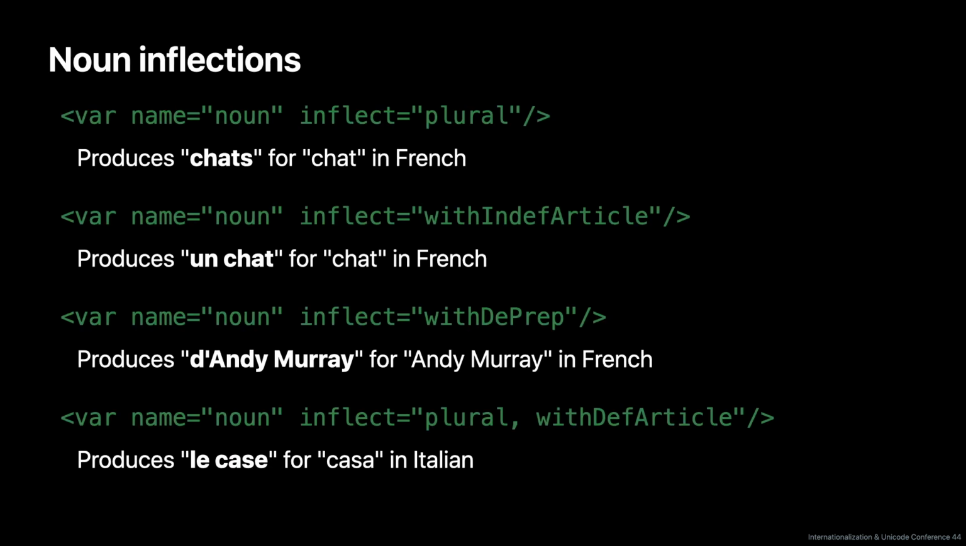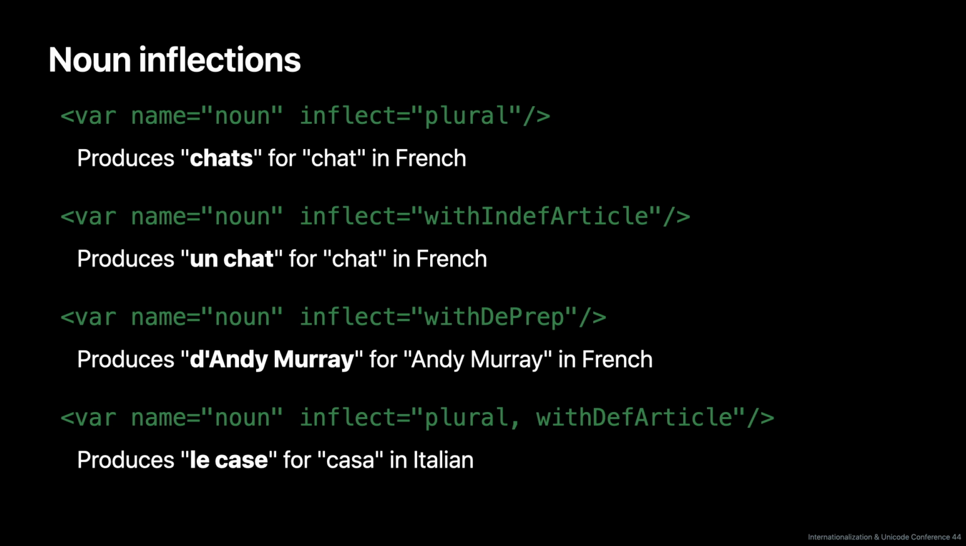So first of all, we support a wide variety of noun inflection operations that can be performed on the runtime parameters that we receive. We do this by adding the inflect attribute to the var XML element. Some examples of this are the plural inflect command. So for example, if the parameter noun has a value of chat in the French locale, this will return the string chat with an S on the end.